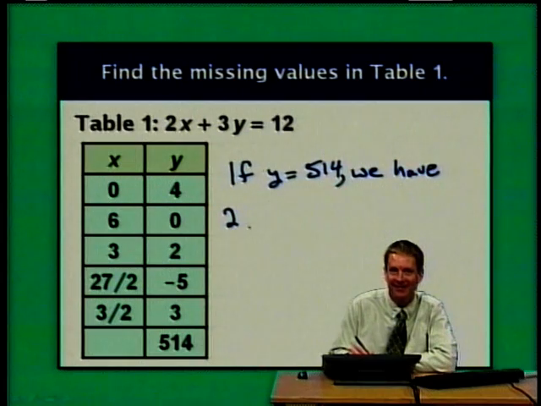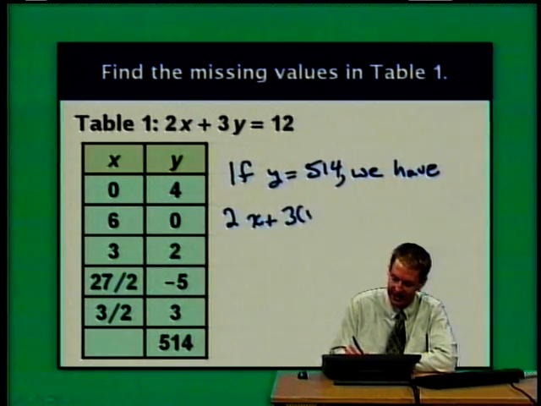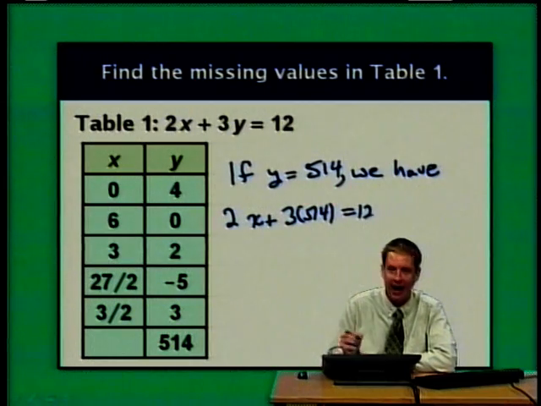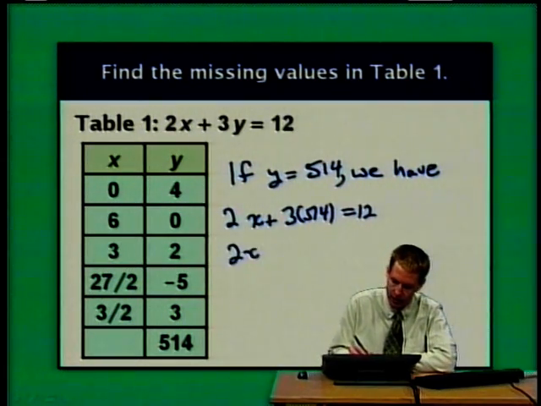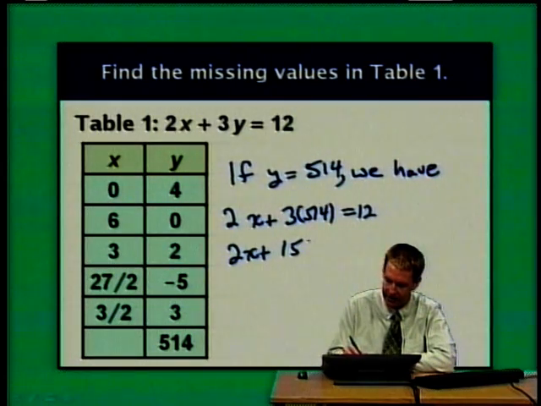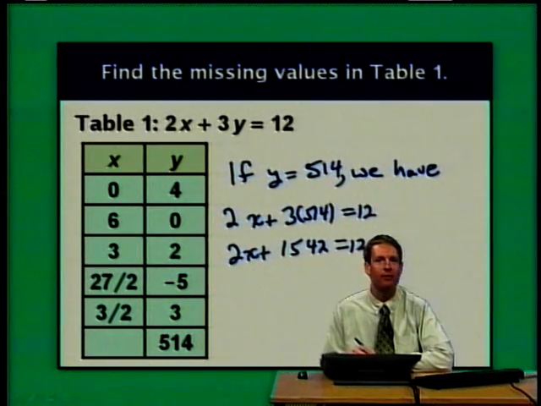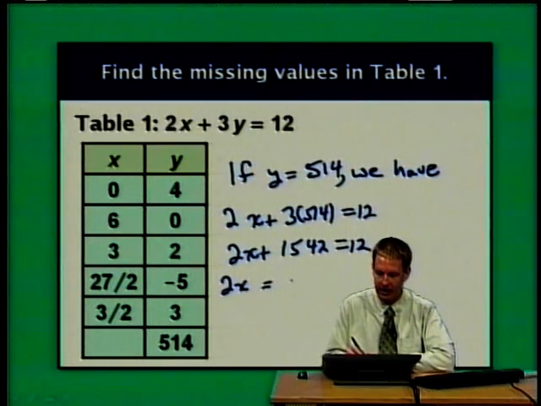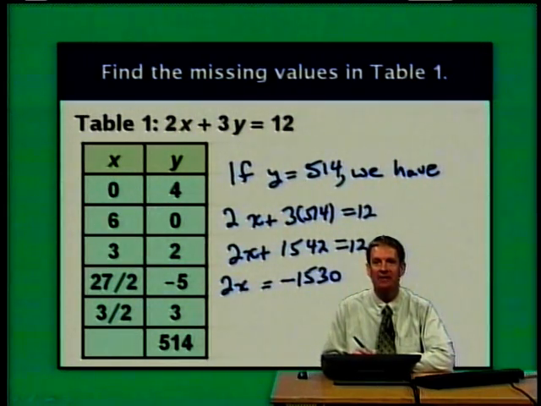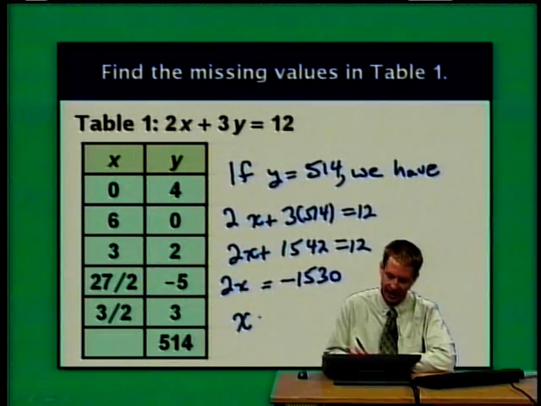We have 2 times x plus 3 times 514 equals 12. 3 times 514 is going to be 1,500 plus 30 plus 12, so that is 1,542. So we have 2x plus 1,542 equals 12. When we subtract 1,542 from both sides of the equation, we get the equivalent equation 2x equals negative 1,530. So when we divide both sides of the equation by 2, on the left we're left with x.